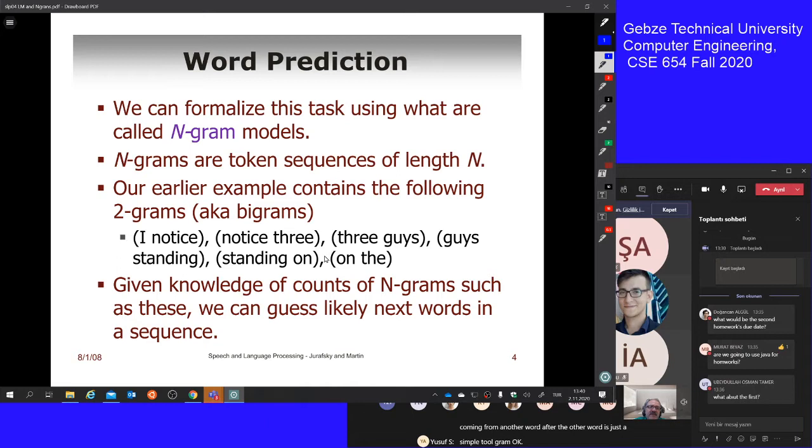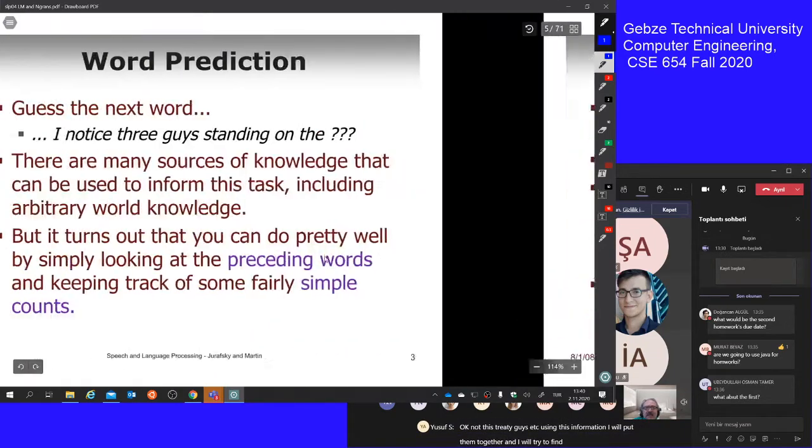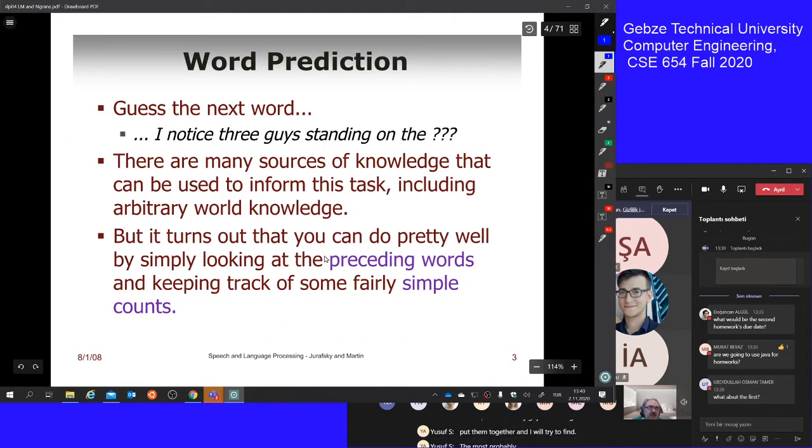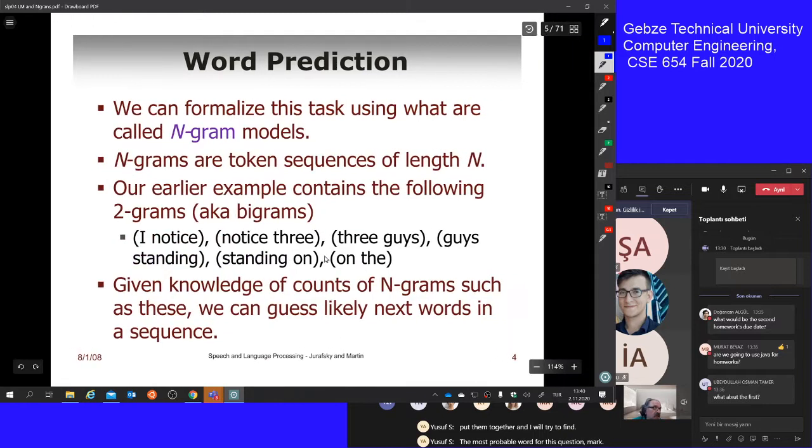If somebody tells me how many times I see this 2-gram, "I notice," in my corpora, then that will be good statistics for me. Okay, "notice 3 guys," etc. Using this information, I will put them together and I will try to find the most probable word for this question mark.